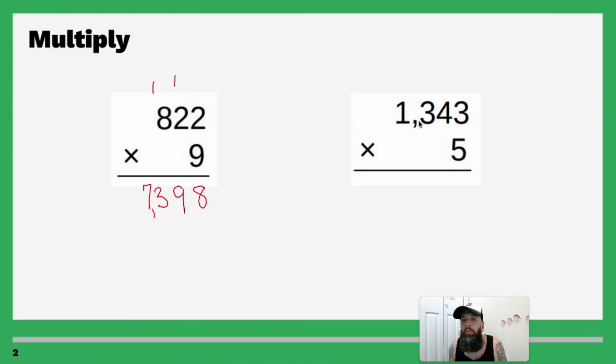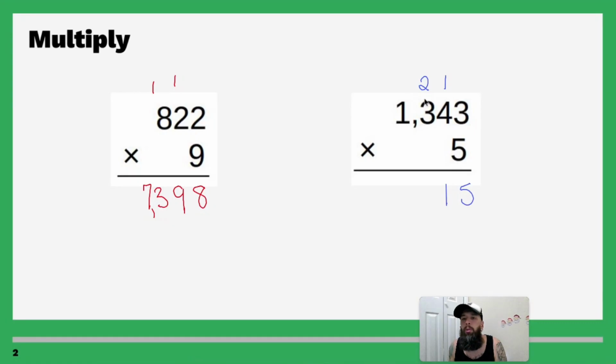Okay, let's do that again. We have 1,343 times 5. 5 times 3 in the ones place value is going to be 15, carry the 1. Multiply these two numbers, add that 1. So 5 times 4 is 20. 20 plus 1 is 21. So you write down the 1 for 21 and you carry the 2.